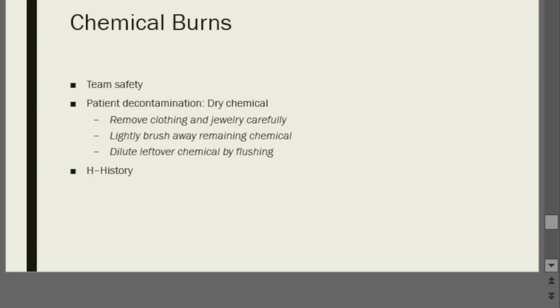As far as history is concerned, we want to know what kind of chemical was involved, was it an acid or alkali, what was the concentration and volume of the chemical, and what was the length and route of exposure.